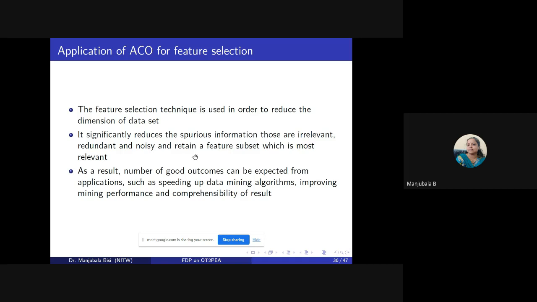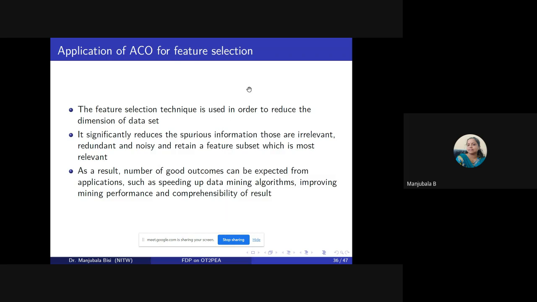It significantly reduces the spurious information, those that are irrelevant, redundant, or noisy. So if you do the feature selection, your dimension is reduced, due to which good outcomes can be expected from the applications. It may speed up your data mining algorithm. It may improve your machine learning performance. You may get a better result if you reduce the features by feature selection.